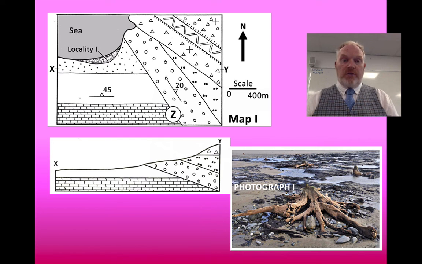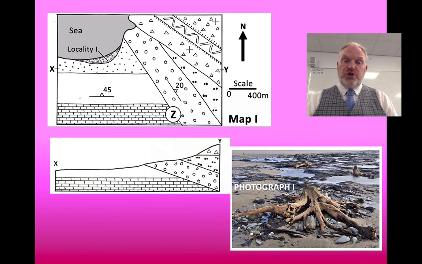We also have photograph I. Photograph I is taken at locality I, which is on the beach. Think about the significance of that photo. Think about where it is and also what you're seeing.